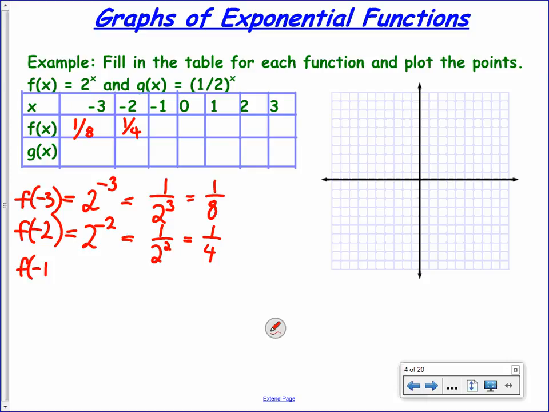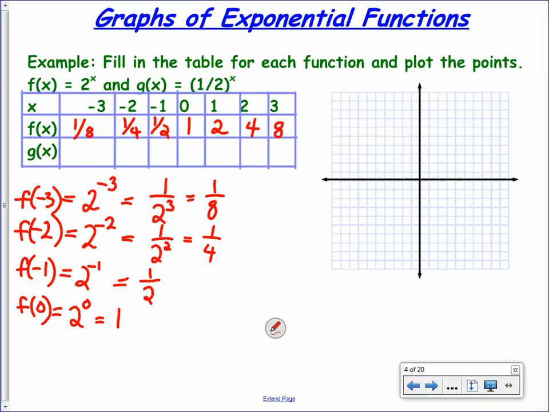Okay, f of -1 becomes 2 to the -1st power. That becomes 1/2. All right, f of 0 is equal to 2 to the 0 power. And remember, anything to the 0 power is equal to 1. All right, then it becomes pretty easy. We're plugging in a 1, 2 to the 1st power is 2. Plugging in a 2, 2 squared is 4. Plugging in a 3, 2 cubed is 8.